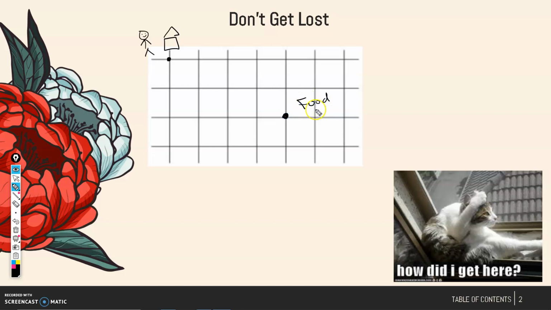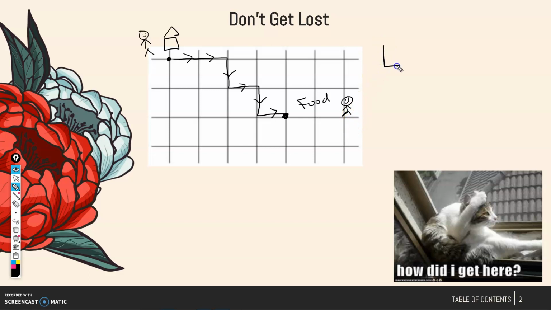Food. Now, Juan would really like to get from his house to food, so he follows the streets and follows the traffic laws, and he goes right, then right, then down, then right, then down, then right, all while going in this direction. And then Juan is really happy. Yay, I got food, I'm full, I found my way.